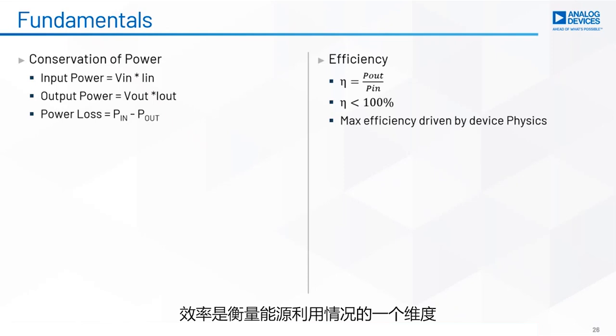Efficiency is another way of looking at conservation of power. The efficiency is power out divided by power in. And because we live in the real world, the efficiency is always less than 100%. Laws of thermodynamics say that there's no ideal conversion. Maximum efficiency is driven by device physics. So the resistance in various parts of the circuit will cause power dissipation. And the different devices that we use determine what those levels are.